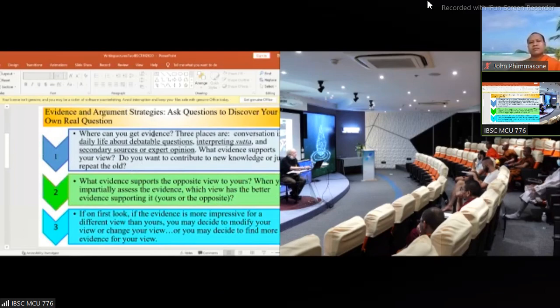Okay, evidence and argument strategies. So this is in your email. If you want to study it more, you can study it more. Ask questions to discover your own real question. This is a strategy, an evidence and argument strategy. So you might first start by asking, where can you get evidence concerning what you want to argue? Well, conversation in daily life about debatable questions.